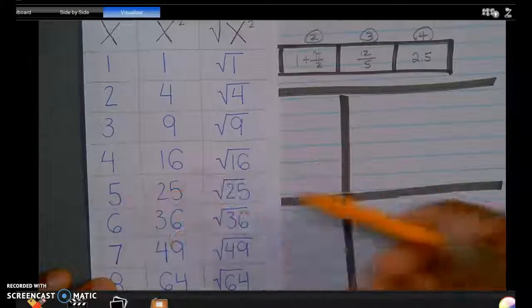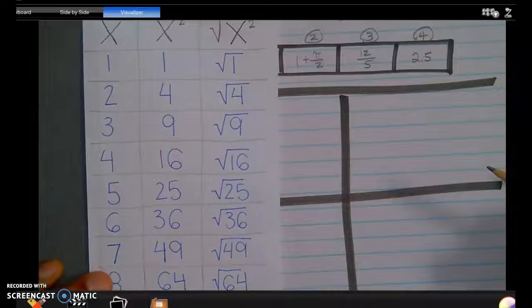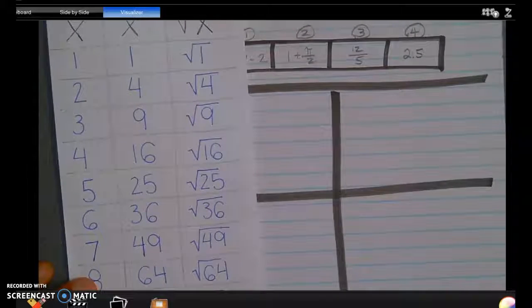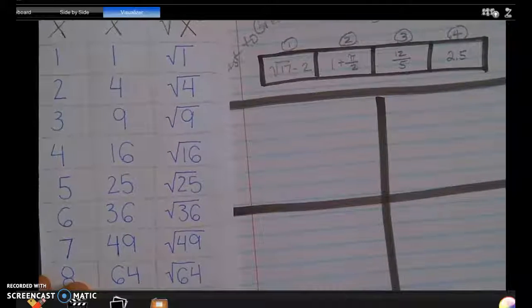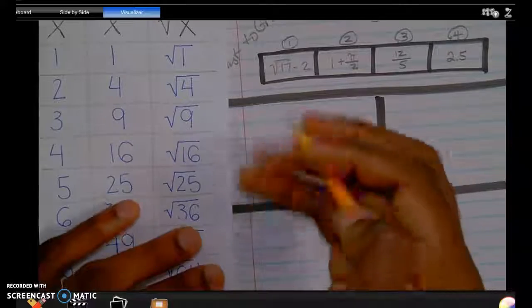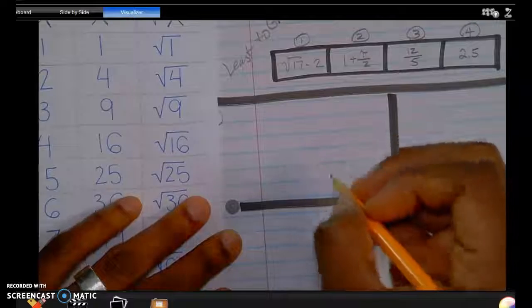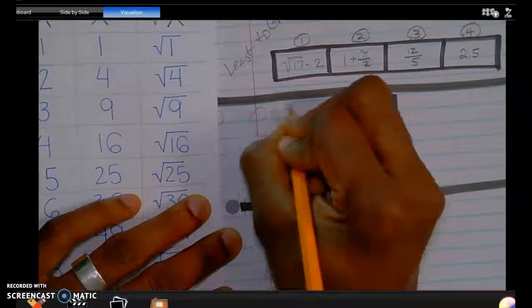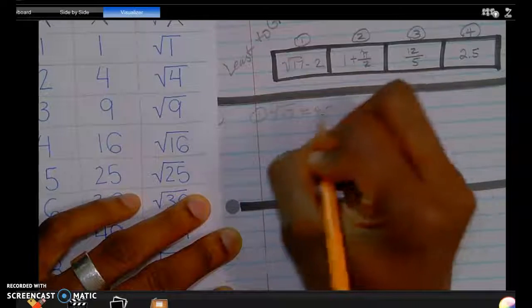If I were to take the 4 and 5 and put that together, 4 and 5 is going to be 9. 9 divided by 2 is going to be 4.5, okay? So if I look at the square root of 17, the approximation is going to be 4.5, somewhere in there.